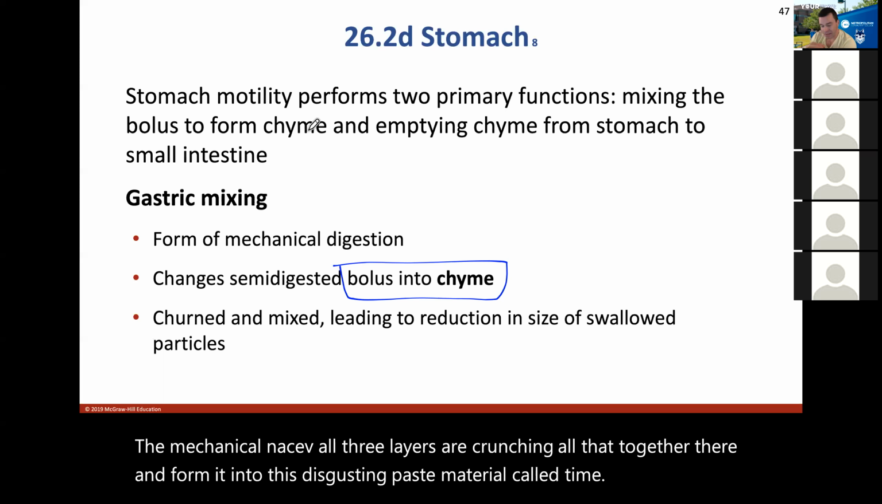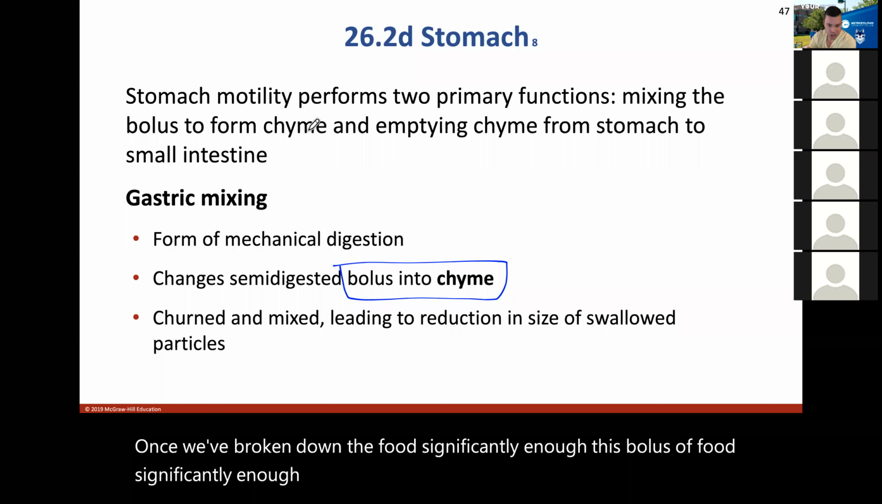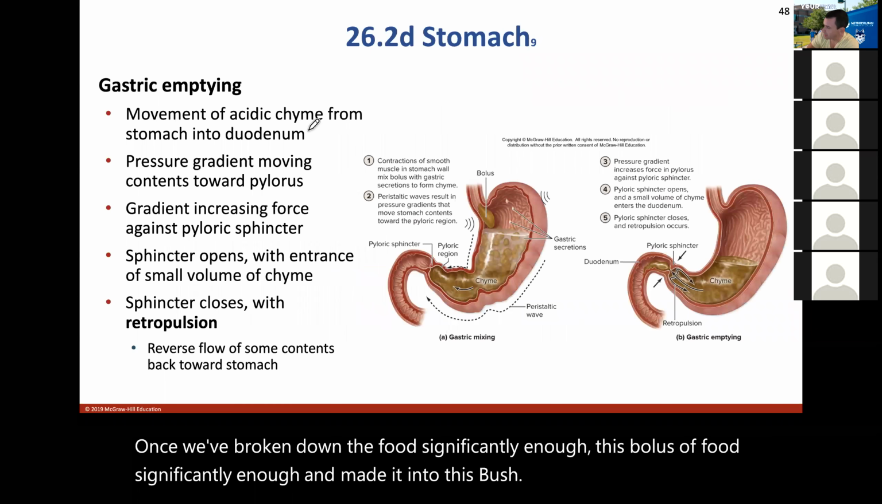Once we've broken down the food, this bolus of food, significantly enough, and made it into this mush, you got to get rid of it.